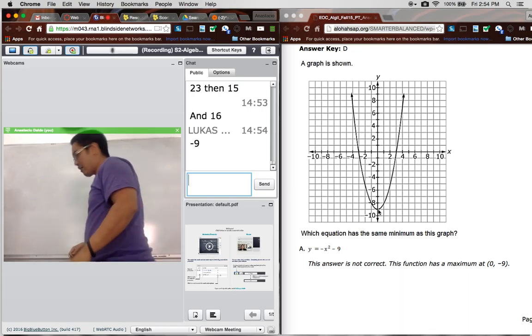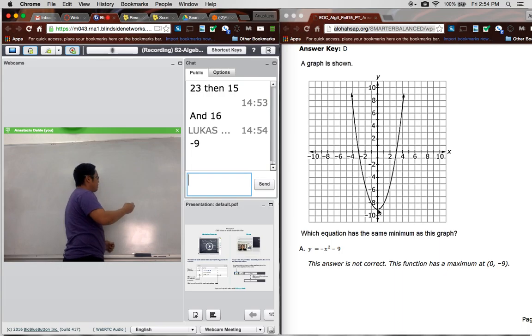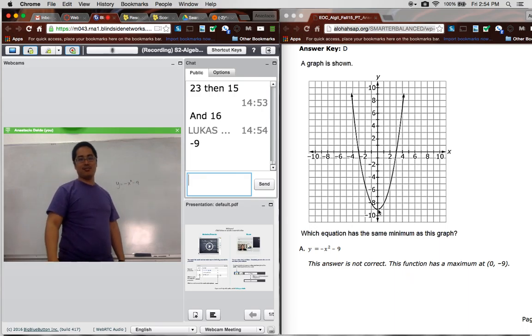Is that just the lowest point? Yeah, the minimum means the lowest point. Let's look at the options. They told us y equals -x squared minus 9. Does that have a minimum at -9?